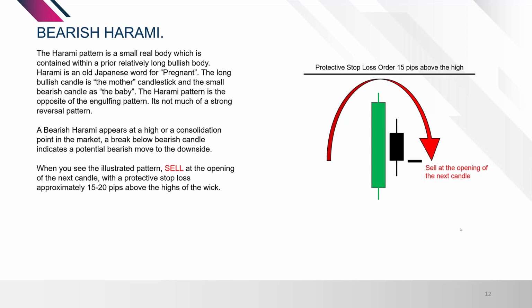It's not much of a strong reversal pattern, so you need to be really careful when you are in a position after seeing a harami formation on a market structure. A bearish harami appears at a high or a consolidation point in the market. A break below the bearish candle indicates a potential bearish move to the downside. When you see the illustrated pattern, sell at the opening of the next candle with a protective stop loss approximately 15 to 20 pips above the highs of the wick.